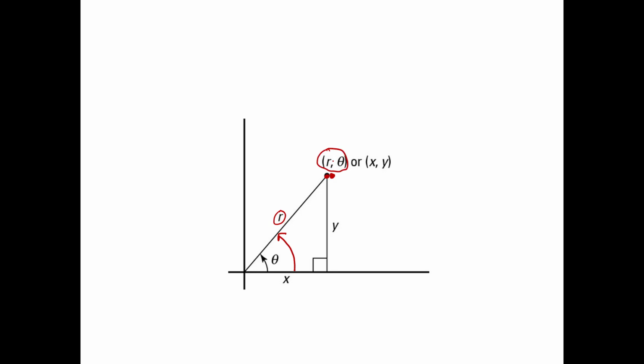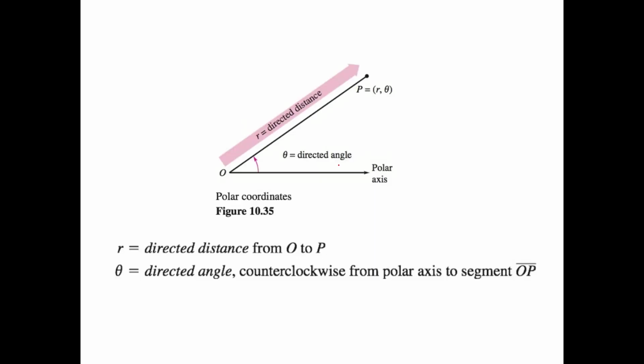The first number tells you how far along the number line you move, and it is a directed distance. And the second number tells you how much you rotated the x-axis, right? Here's a nice picture that's in your book. So theta is the directed angle. Directed means it could be both positive and negative. Positive angle is counterclockwise, and a negative angle is clockwise, right?